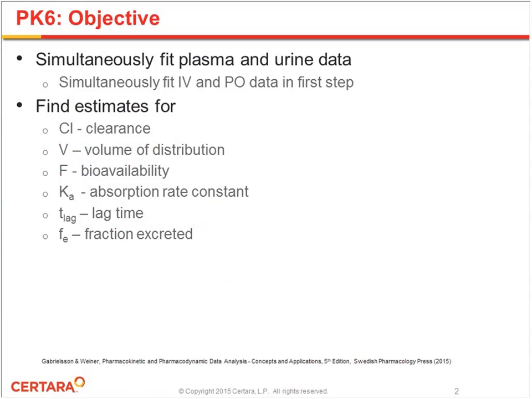As I said, we want to fit plasma and urine data, but I've divided this up into two steps. First, we fit IV and PO data in one single step, and then add the urine data to it and do a complete fit. We want to find estimates for a bunch of parameters like clearance, volume of distribution, bioavailability, the absorption rate constant, lag time, and the fraction excreted.